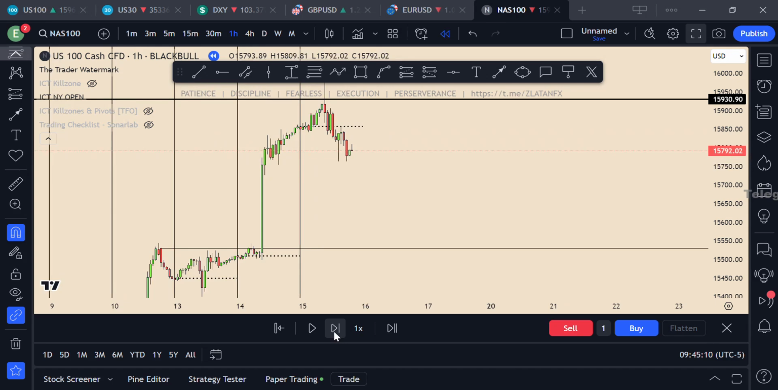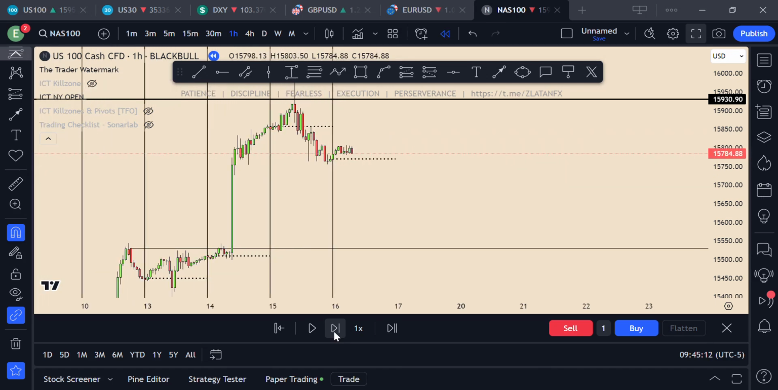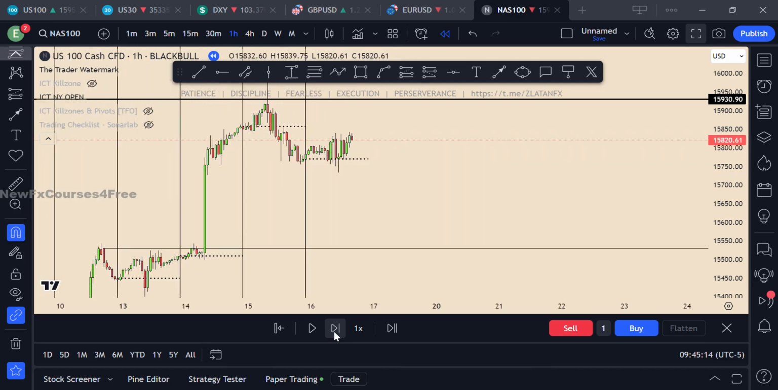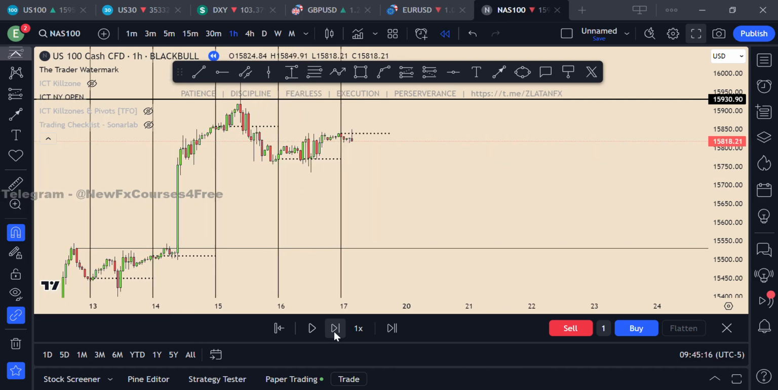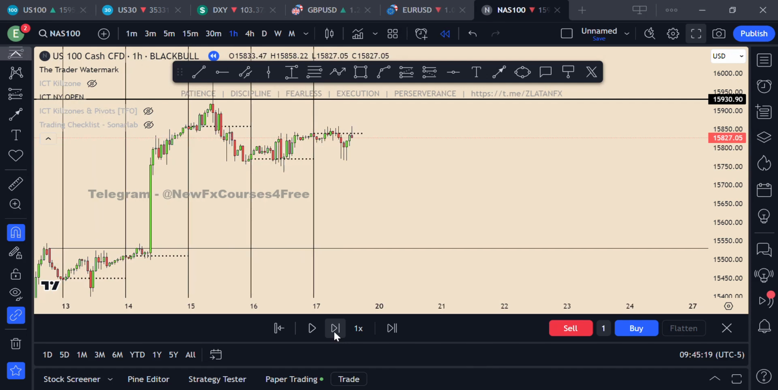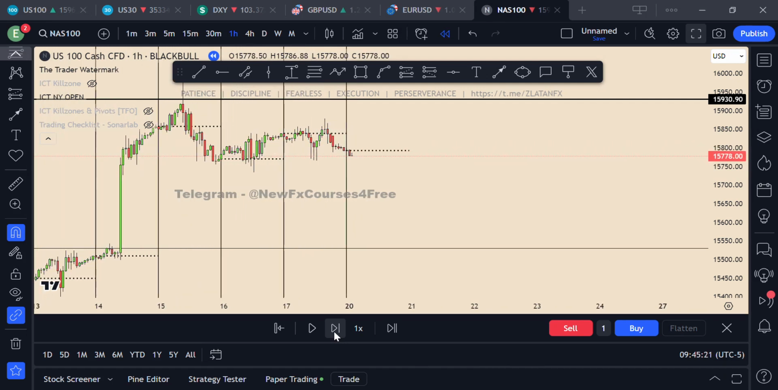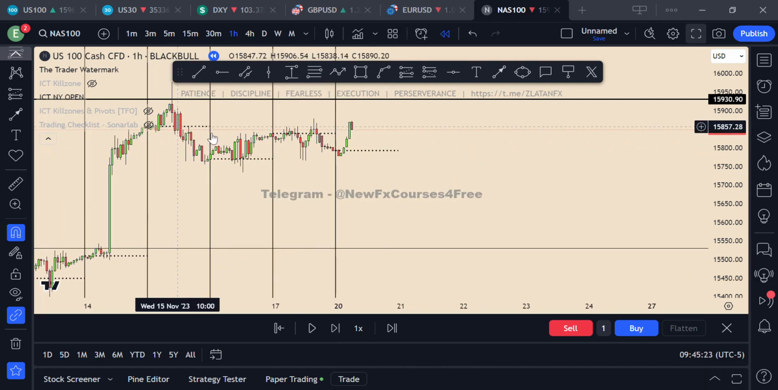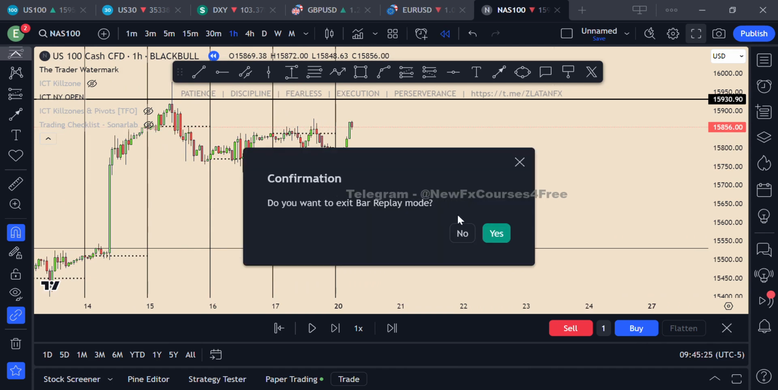Now we took out the high, and then you see how we came back into the range to close the rest of the week, right? So this is how it works. This is how the AMD works.